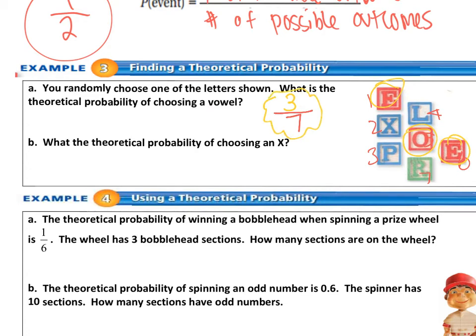If we're comparing this to the experimental probability, it would be the number of times that the experiment happened, right? So it would be the 25 times, and maybe we picked a vowel 10 of those 25 times. Let's see if you can start differentiating between the two. Next, it says, what is the theoretical probability of choosing an X? Well, again, there are 7 blocks, so there are 7 possible outcomes, and there's only 1 X, so the theoretical probability of choosing X is 1/7.